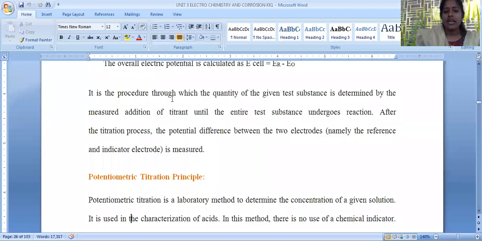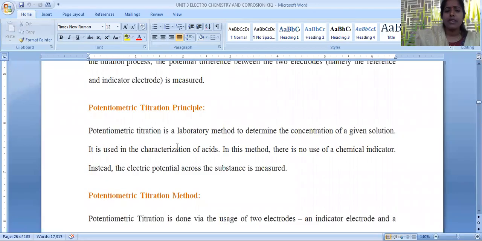In potentiometric titration, the quantity of the given test substance is determined by measured addition of titrant. We add titrant from the burette so that it is possible to determine the quantity or concentration of the unknown solution by measuring its EMF values. This process is called potentiometric titration. The potential difference between two electrodes is measured using this device. Potentiometric titration is a laboratory method to determine the concentration of an unknown solution.